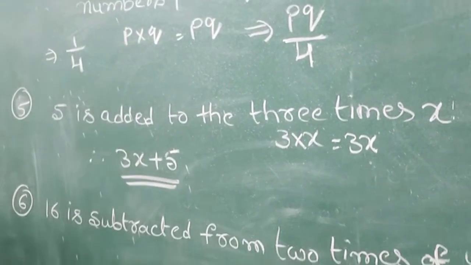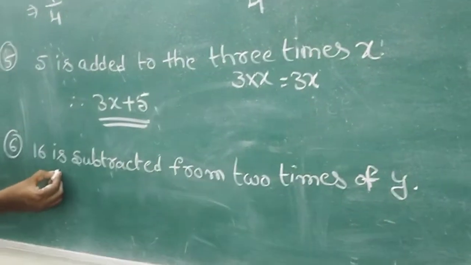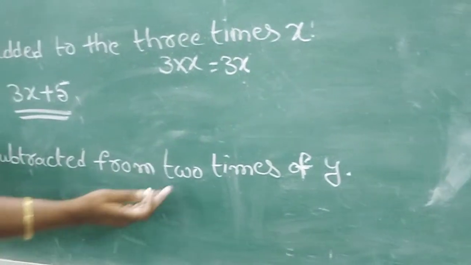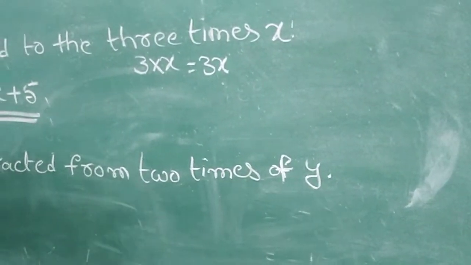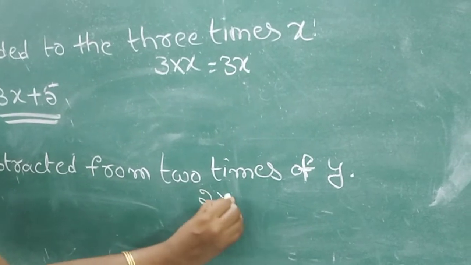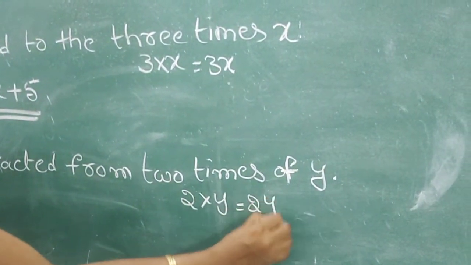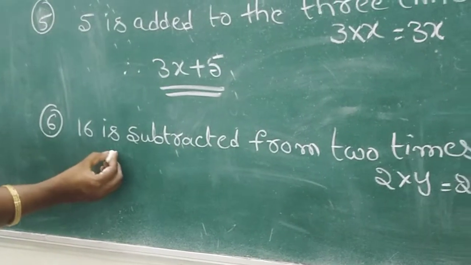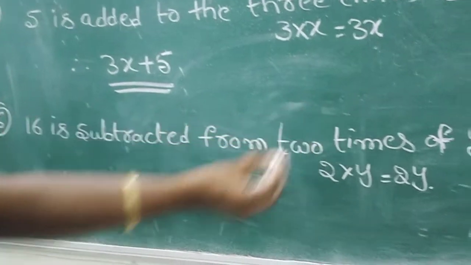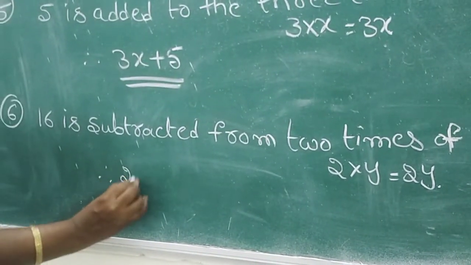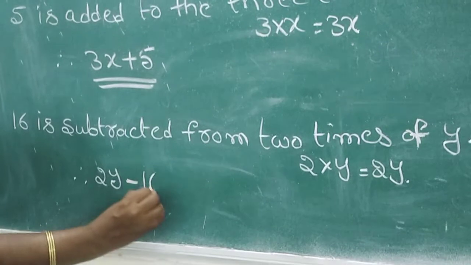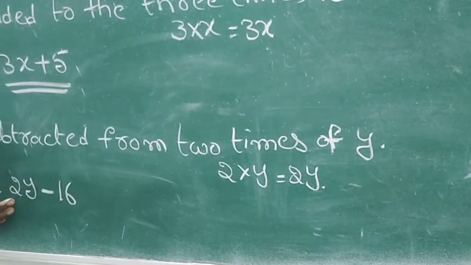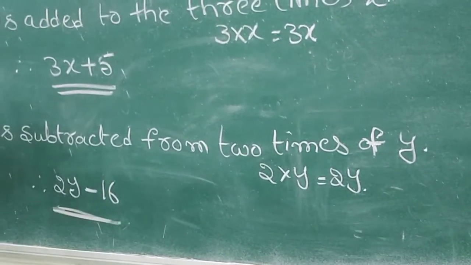Some more example. 16 is subtracted from 2 times of y. 2 times of y means 2 into y, that is 2y. 16 is subtracted from 2 times of y. Therefore, 2y minus 16.